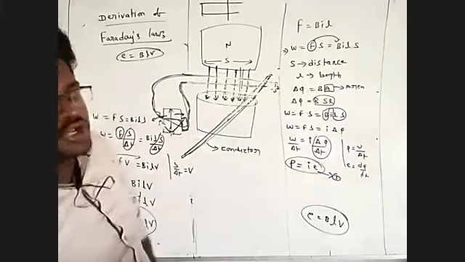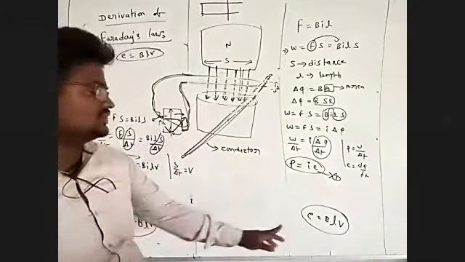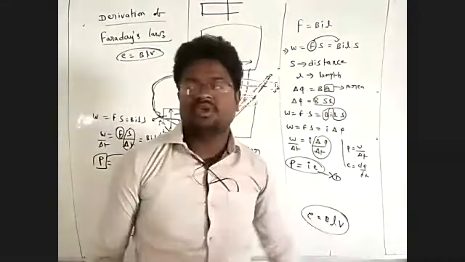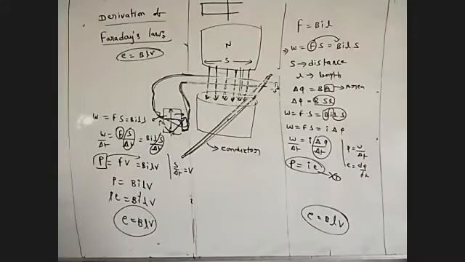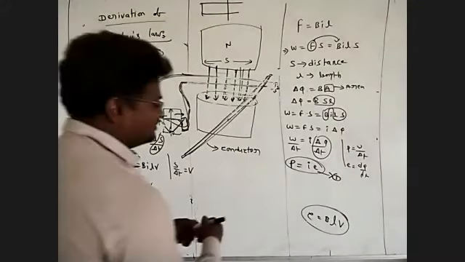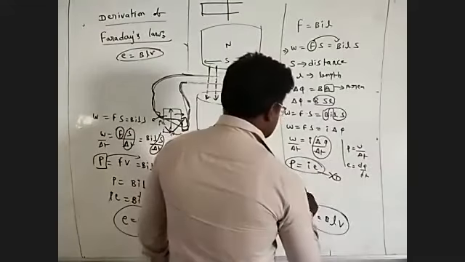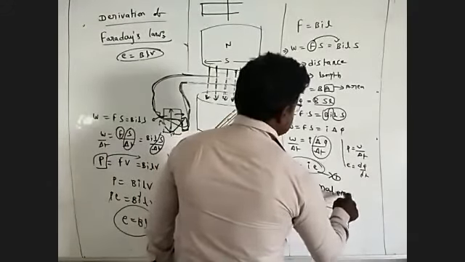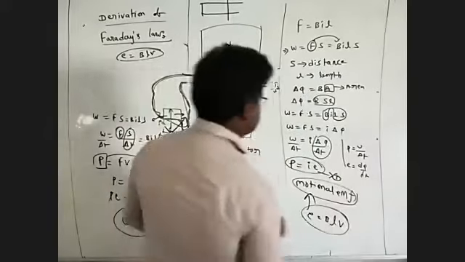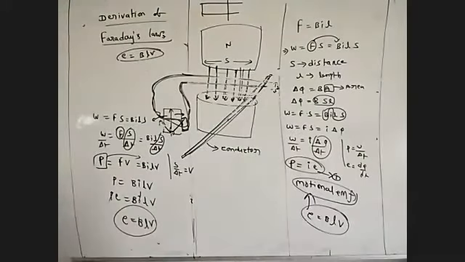Now, how much induced EMF is set up in this coil? E is equal to B L V. We call this the motional EMF. That is the derivation, and it is very, very important. This is the derivation of Faraday's law.